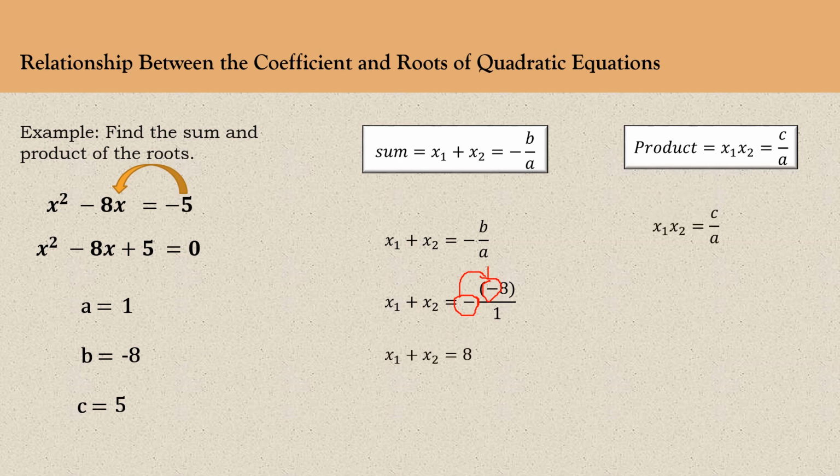Okay? Next, you have the product. So 5 over 1 because c is 5. And you have x sub 1 times x sub 2 is equal to 5. So class, that's it. Ingana lang kasimple ang magkuha sa sum and product of roots.